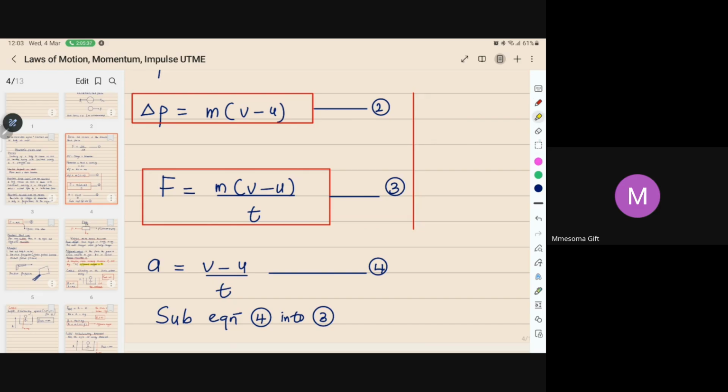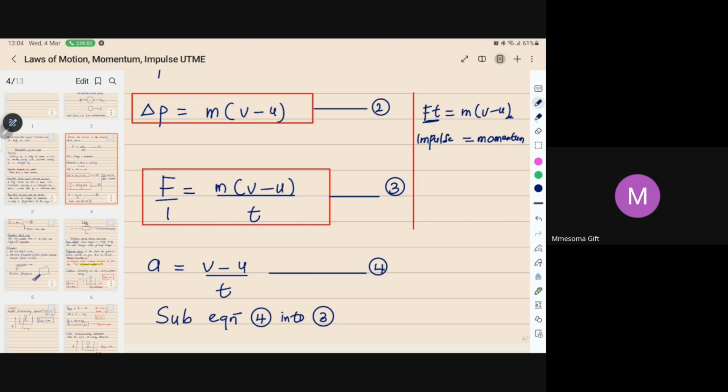If you cross multiply, pay attention. If you cross multiply these two, right? Cross multiply, here is 1. Let's say I introduce 1 here. If I introduce 1 here, F times t, we are going to have that Ft is equal to m(v minus u). This quantity here is what we call impulse. And the one on the right hand side is your momentum. Is that okay? Do you get the point?